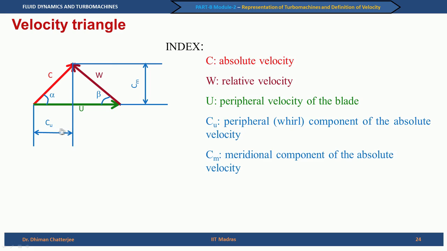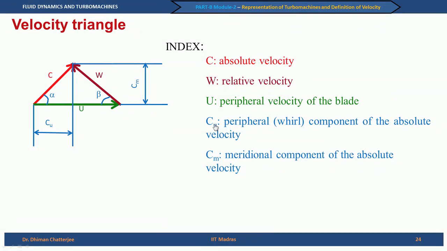You see I have taken our projection. This is Cu, essentially the tangential component of the absolute velocity, and Cm, which is shown here, is called the meridional component of the absolute velocity. Now, Cm, or the meridional component of the absolute velocity, may mean different things for a radial flow machine and for an axial flow machine. For an axial flow machine it will be the axial component, and for a radial flow machine it will be the radial component.